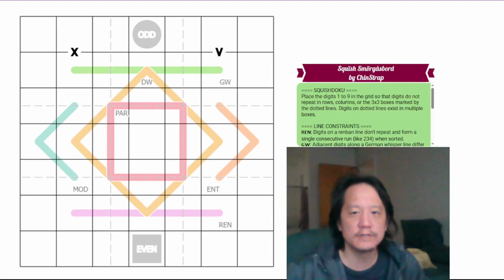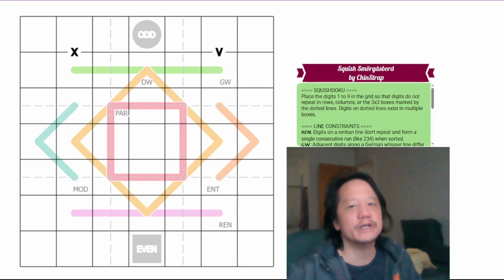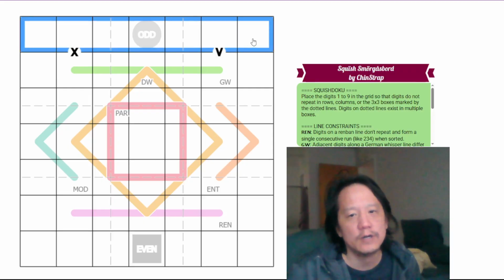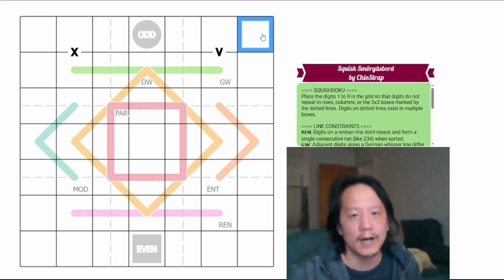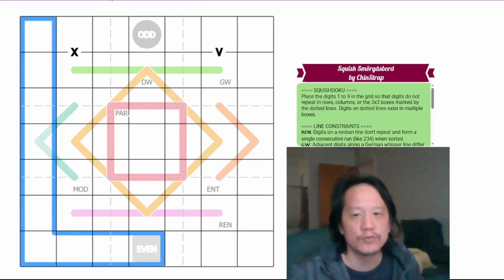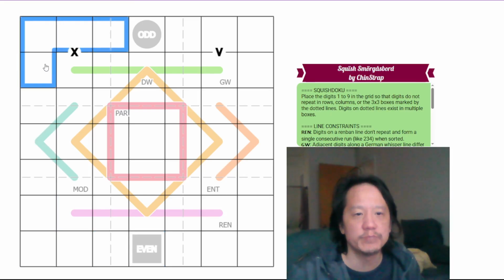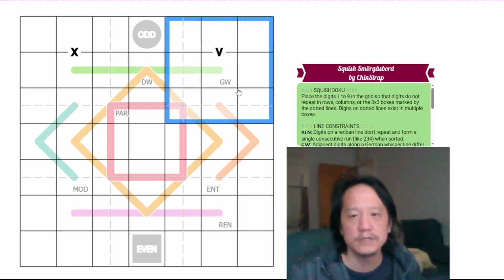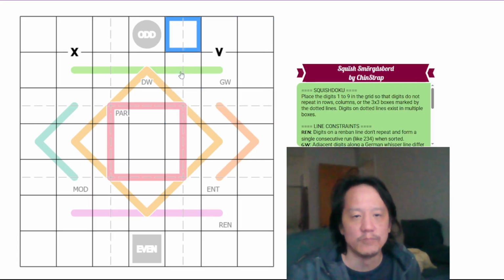We have Sudoku, where we need to fill every cell in the grid with a digit 1 through 9 so that the digits do not repeat in rows, columns, or the 3x3 boxes marked by the dotted lines. So this would be a 3x3 box here. This would be a 3x3 box here. This would be a 3x3 box here. Digits on dotted lines exist in multiple boxes.